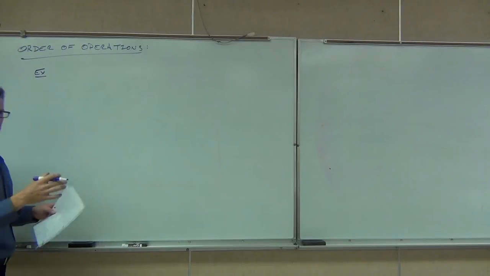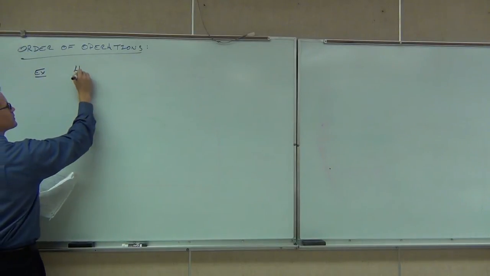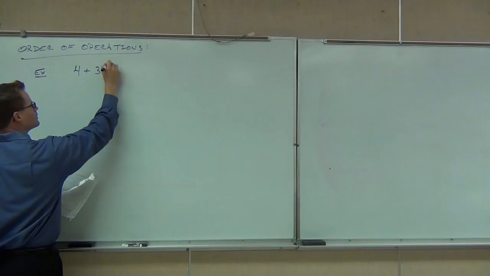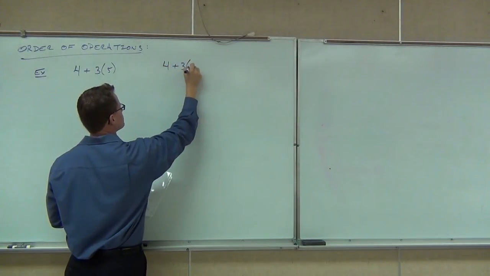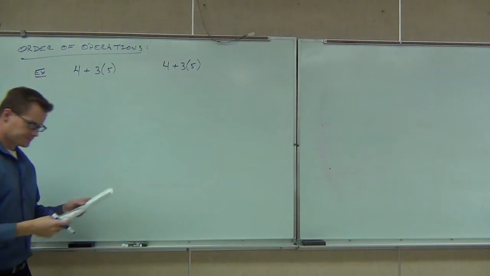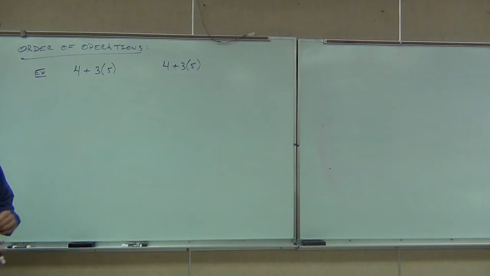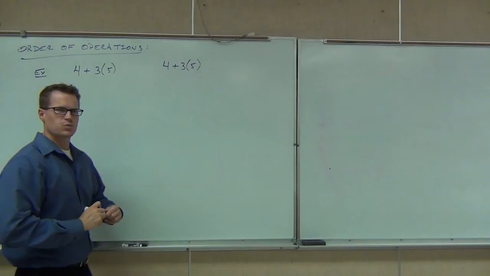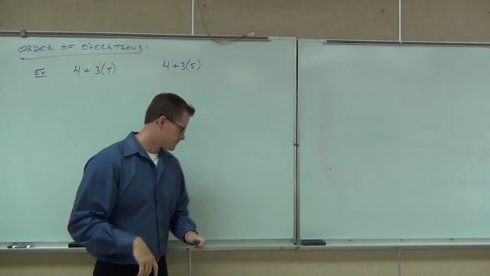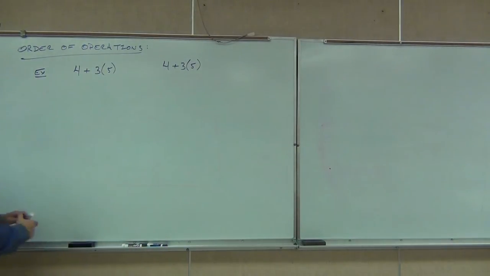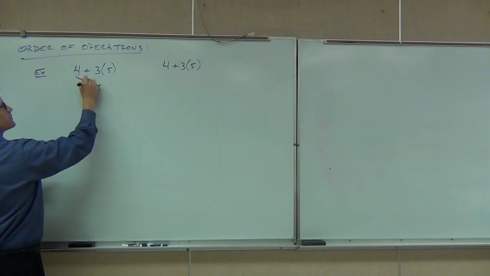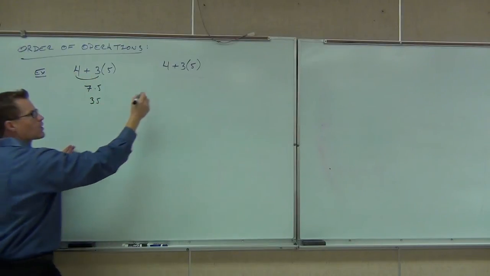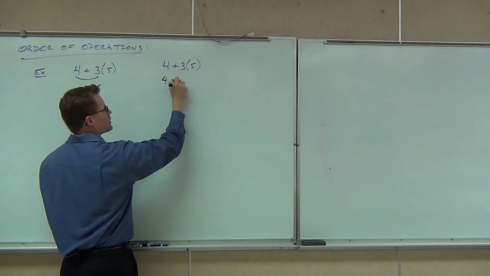We need to be able to get the appropriate answer if I give you a problem like this. The question is, what do you do first? I'm going to do this two different ways. The question is, am I going to add this first and get 7 times 5, and then get 35? Or am I going to multiply this first and get 4 plus 15?